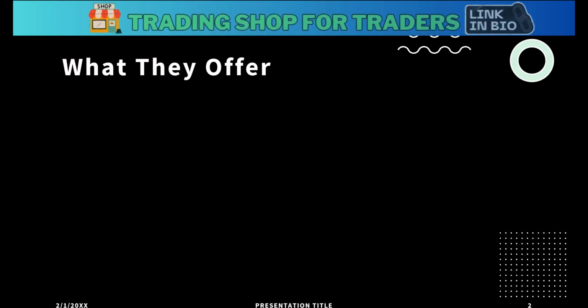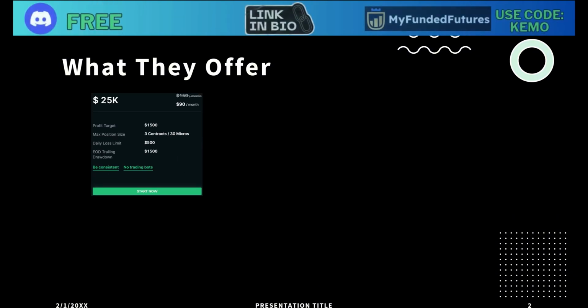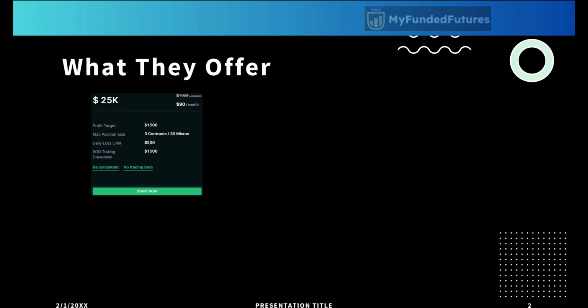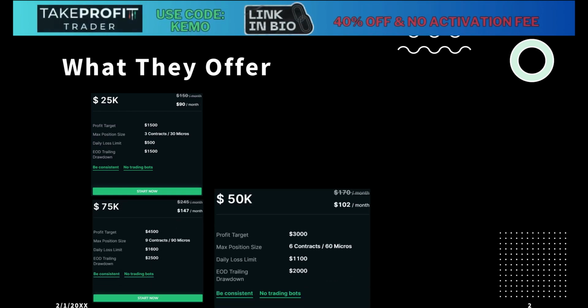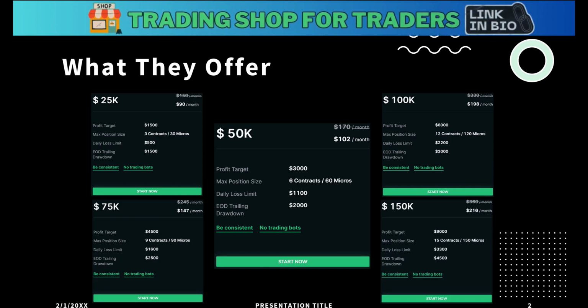So here is a quick overview of what they offer. They have all the way from the smallest account, 25k, they have 75k, 50k accounts, 100k account, and 150k account.